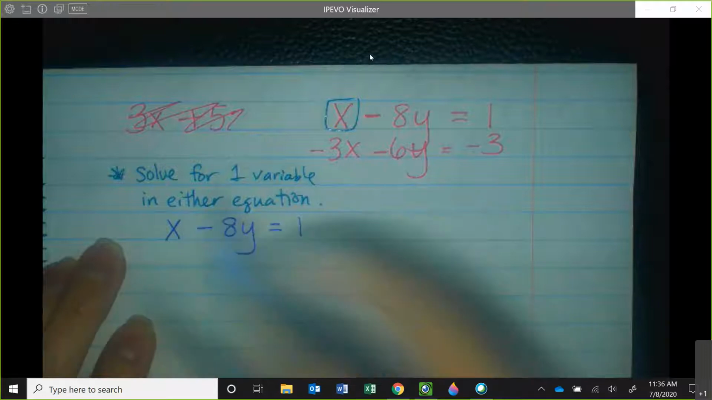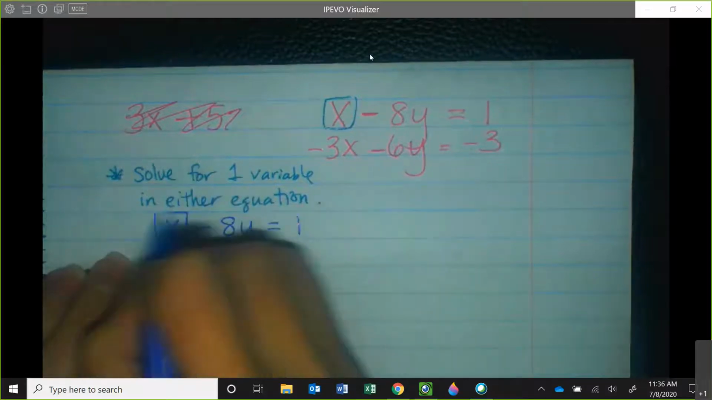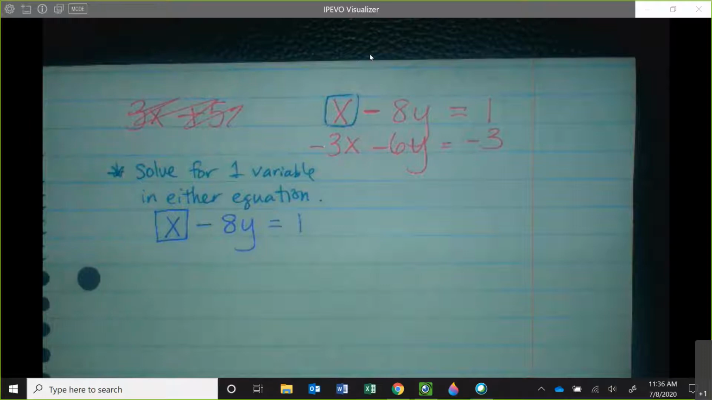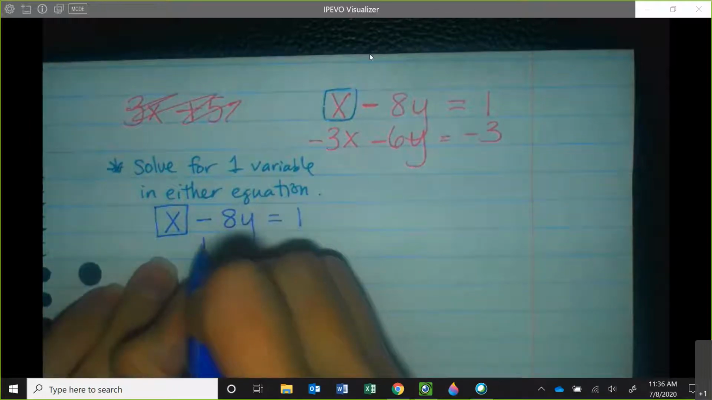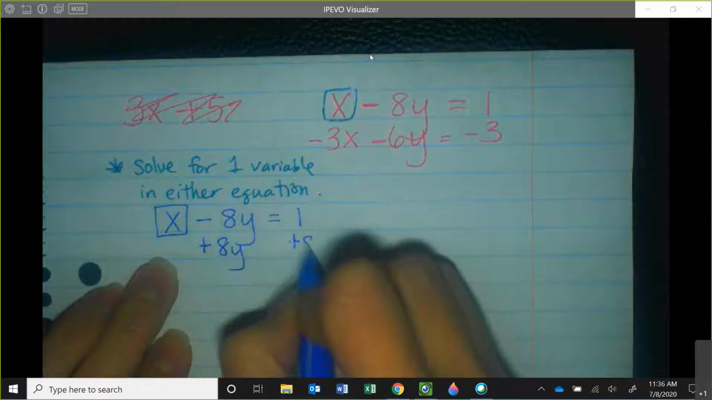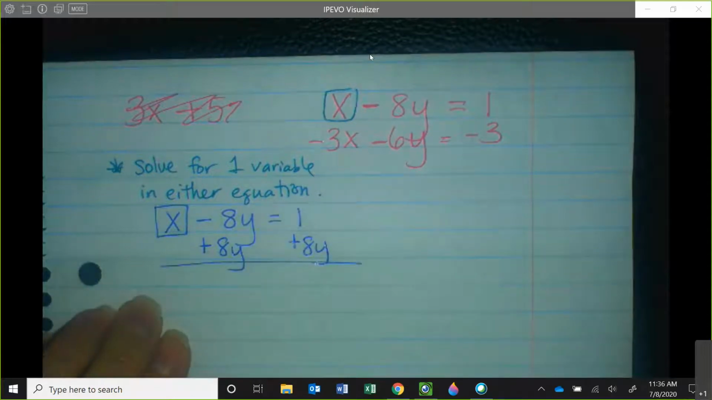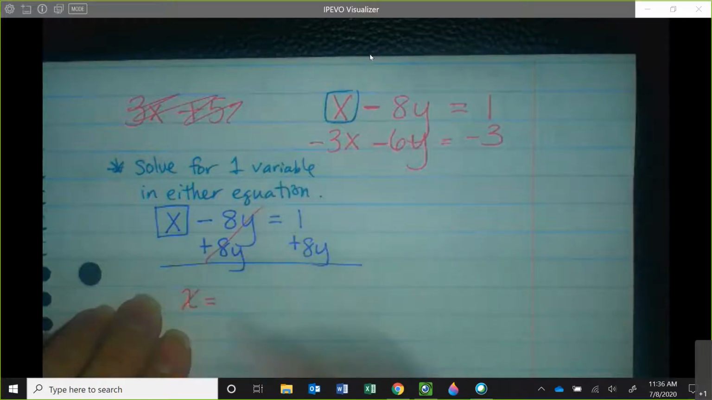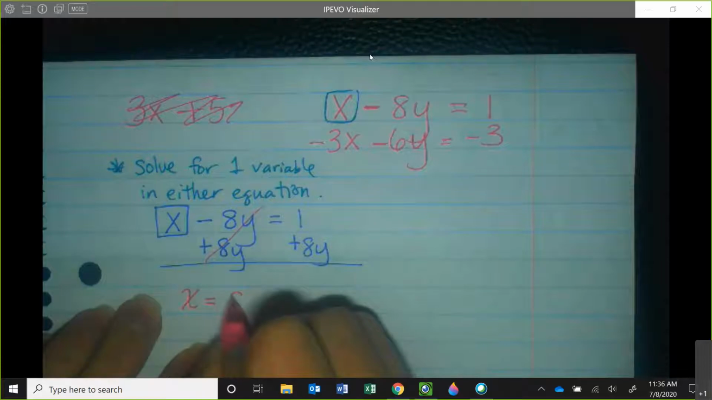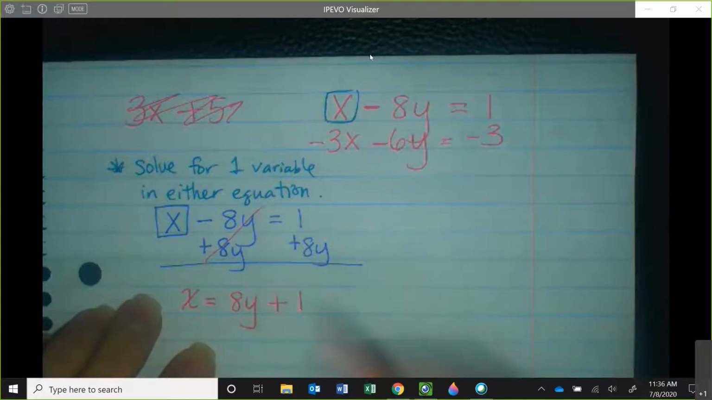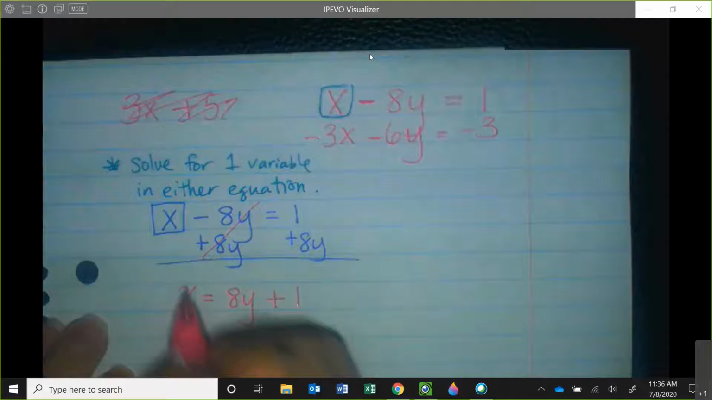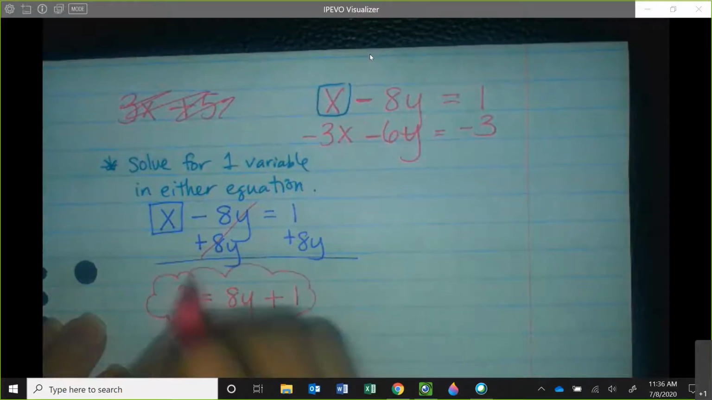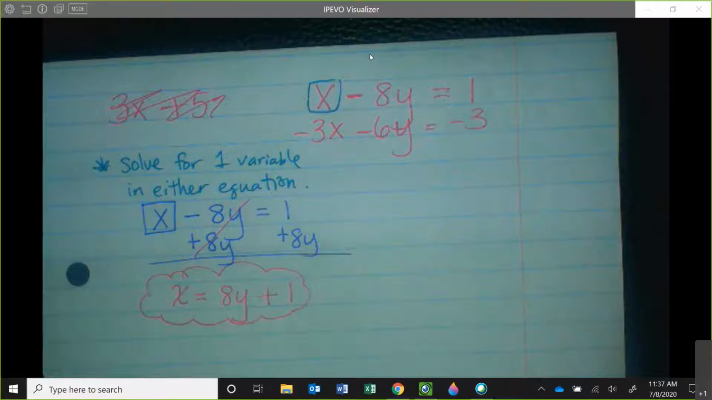And if I want to solve for my x, that means I need to get rid of my y. So to get rid of my y, I'm going to add 8y to both sides. So now I have x equals 8y plus 1. Okay? I don't have an answer yet. I just have a simplified equation. Okay.